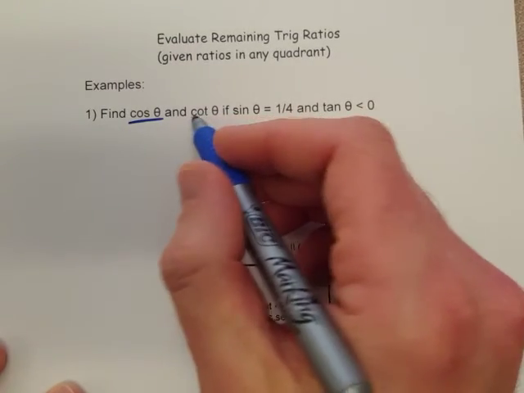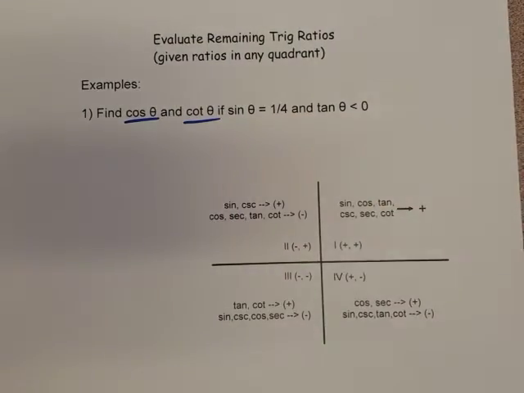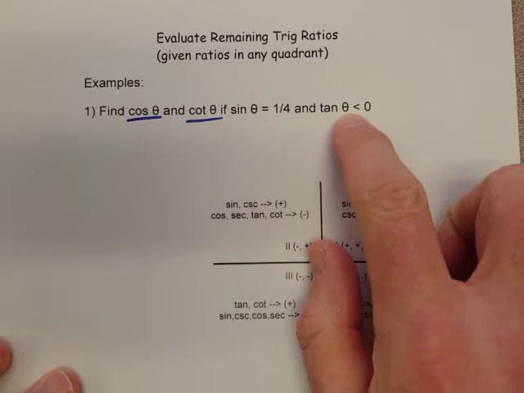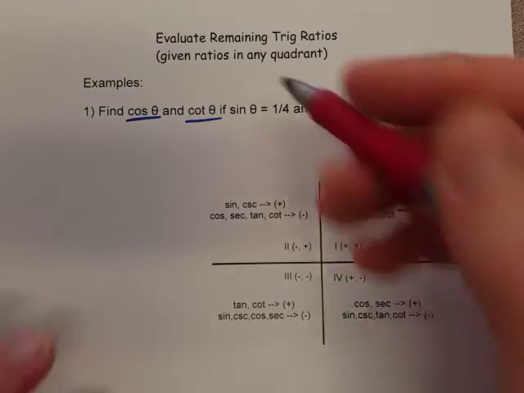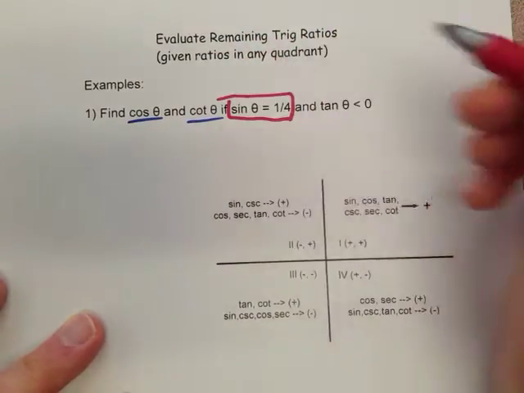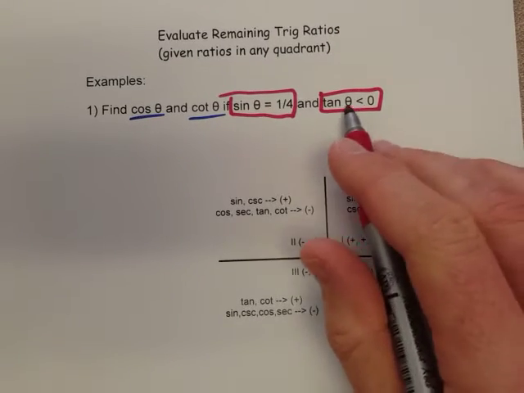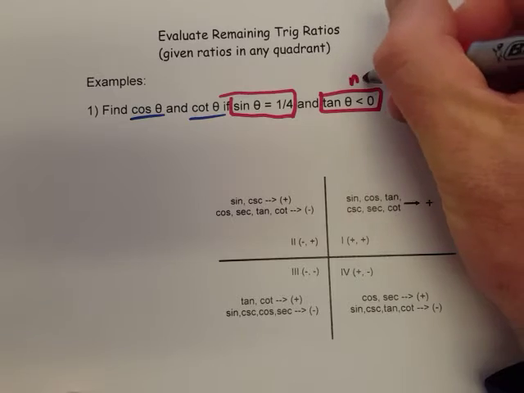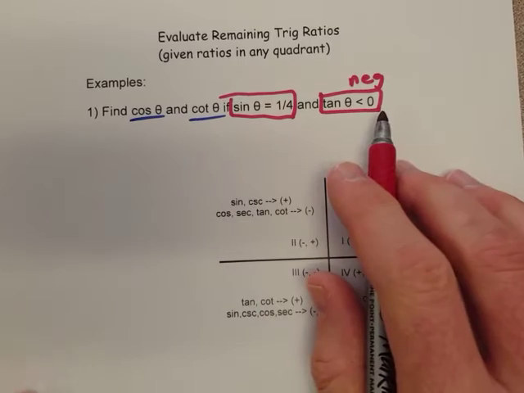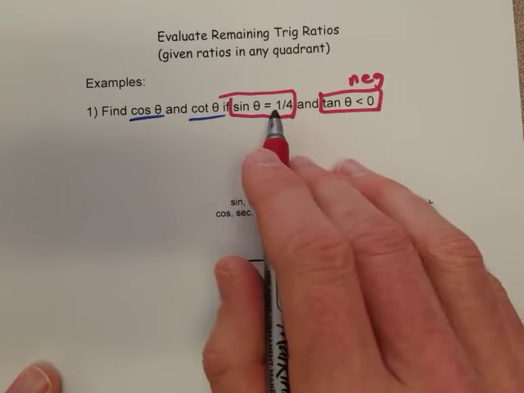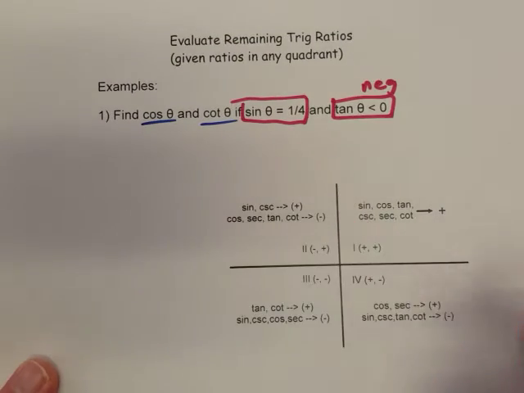In this case, we want to find cosine and cotangent if we know that sine is 1/4 and tangent is less than 0. Now here's just a quick translation. If it says sine is equal to 1/4 and tangent is less than 0, what they're getting at here is that tangent is negative. Now why would we need that information? Well, part of it, this sine is this 1/4. That'll set up a triangle for us to be able to evaluate with the cosine and cotangent.